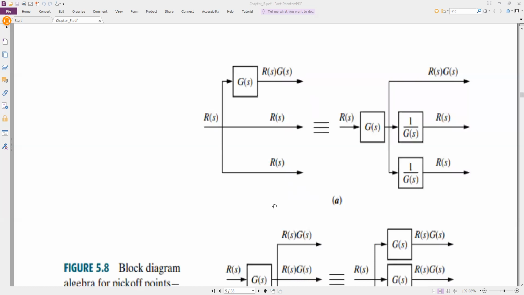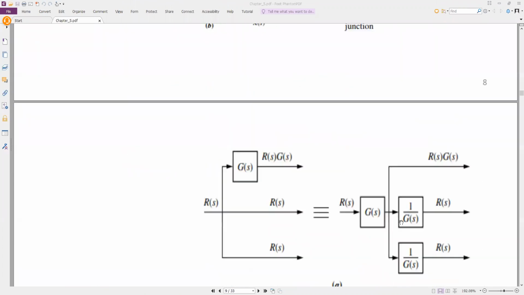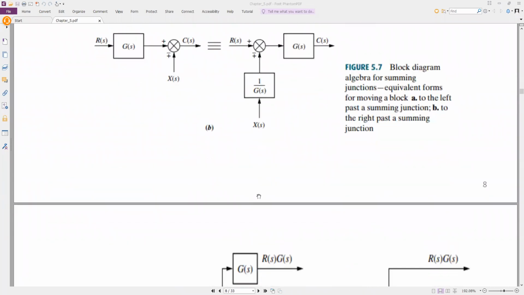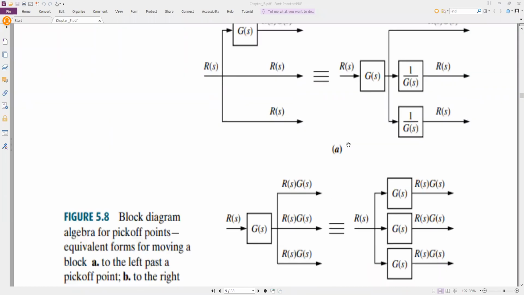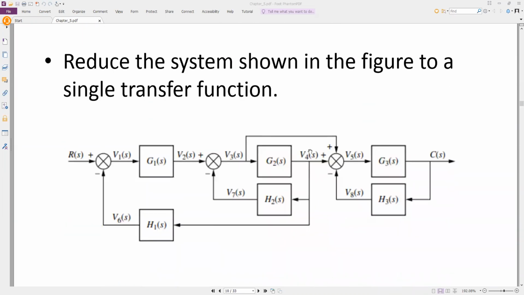Now see another thing, from the pickup point, say here. So you want to move, it would look like this. And if you move from the left to the right, it would be only the same thing. So if you want to move from the right to the left, then it would be 1 over in the feedback. Okay. This is from the pickup point. Now we have another example.